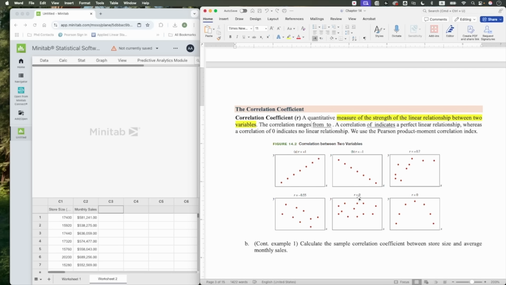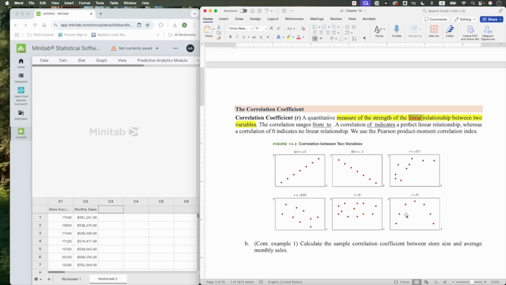So the relationship is 0. The coefficient is 0. Also, this is not linear. Okay, it takes a parabola shape, right? Parabola. So it's not linear, because this correlation coefficient studies the linearity, the linear relationship. Also R is 0. So R is between -1 and 1.